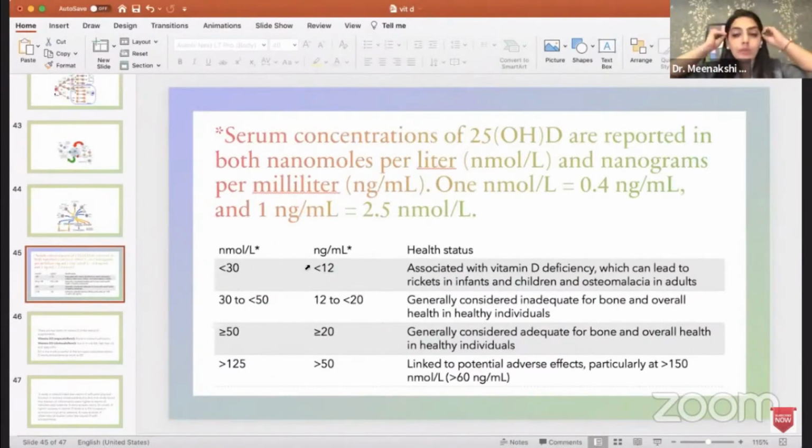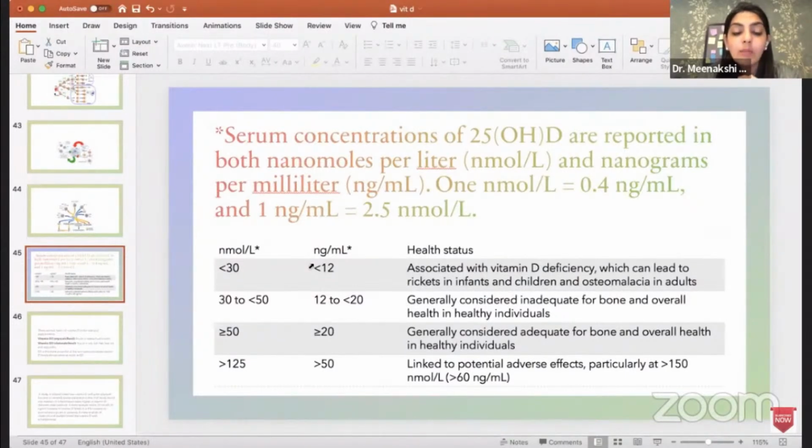So there are two ways of saying this. तो आप कहीं पे देखे होंगे कि इसकी जो values उसमें लिखा होता है less than 30, कहीं लिखा होता है less than 12. So this you have to understand that there are different units that are in play, and they are reported both in nanomoles per liter as well as nanograms per liter. 1 nanomole per liter is equal to 0.4 nanogram per milliliter, and अगर हम उसको reverse देखें तो 1 nanogram per milliliter is equal to 2.5 nanomole per liter.